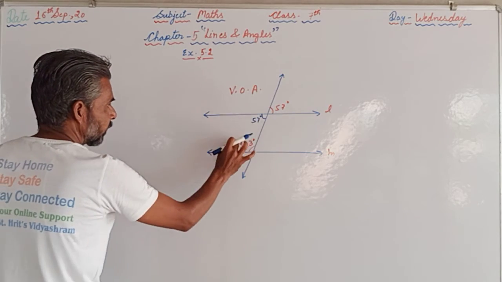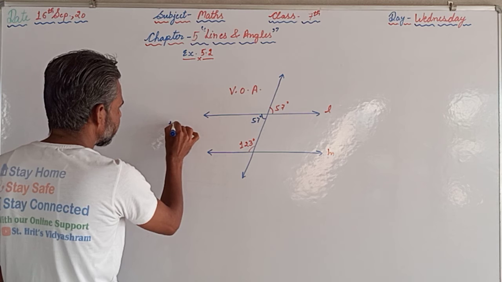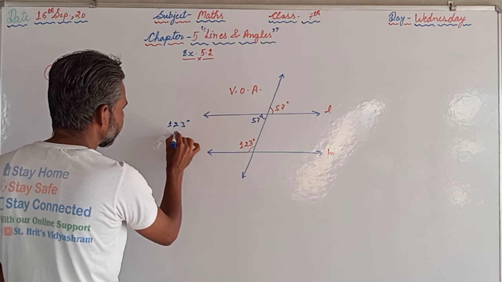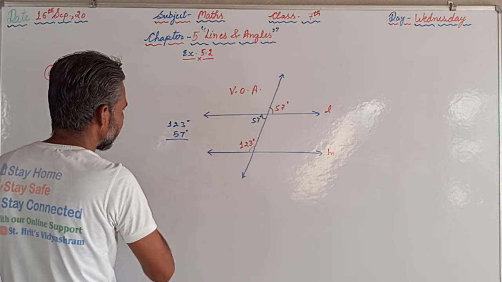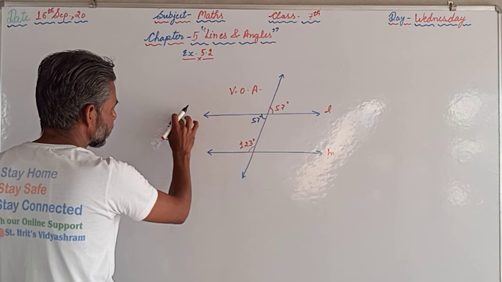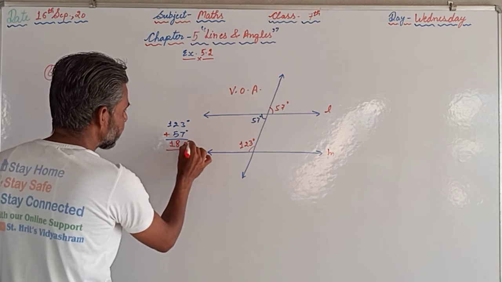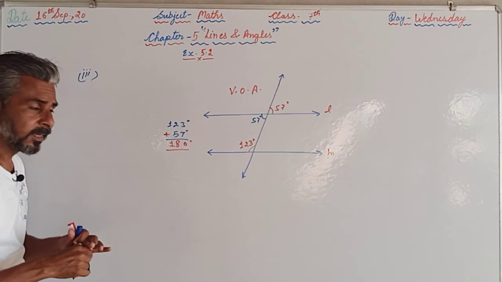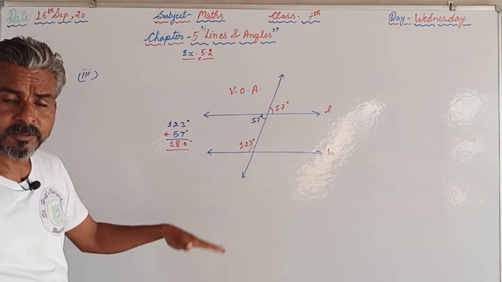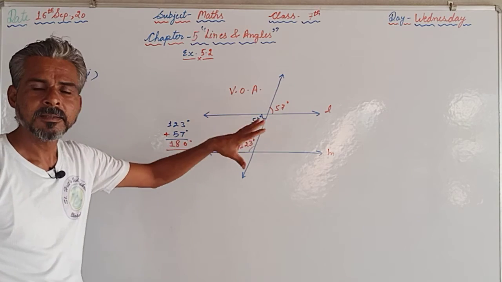Now, we can add these two interior angles on the same side, that is 123 degrees and 57 degrees. If we add, we will get exactly 180 degrees, and if the sum of the interior angles on the same side of the transversal is 180 degrees, then we can say the lines are parallel.